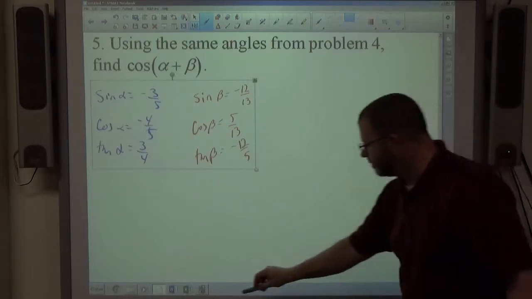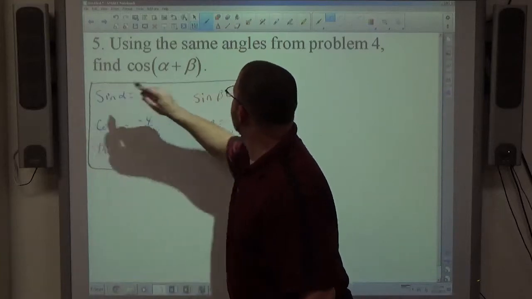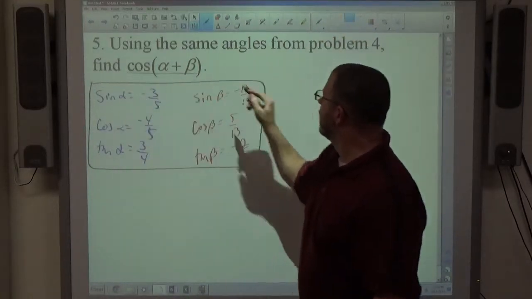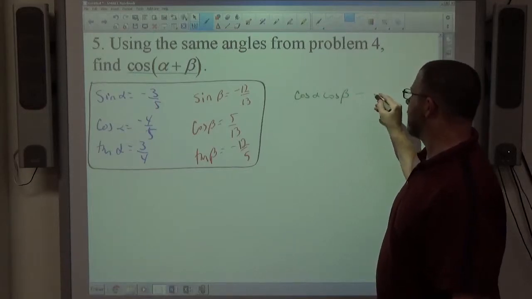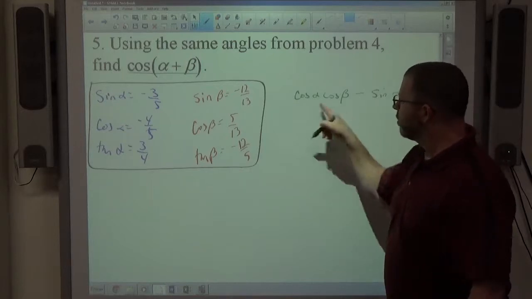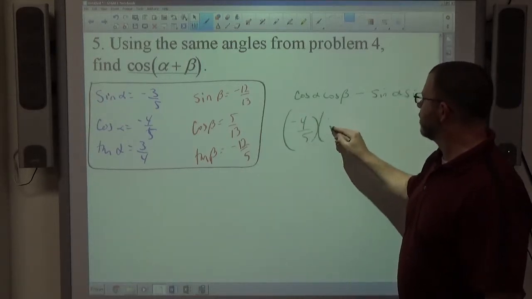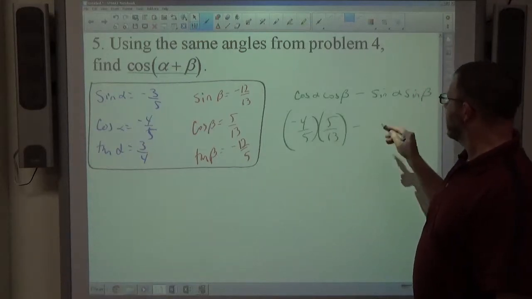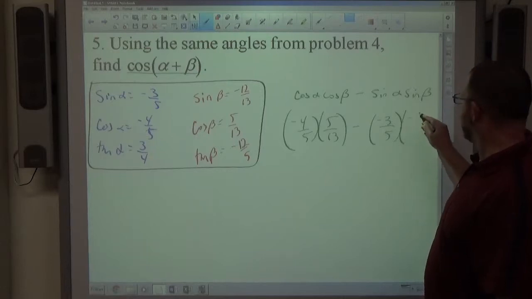Number 5, once again, here's my box of information. We want to find cosine of alpha plus beta. That's just cosine of alpha, cosine of beta. Then we change the sign, and then sine of alpha, sine of beta. So cosine of alpha is negative 4/5. Cosine of beta is 5/13. Sine of alpha is negative 3/5. Sine of beta is negative 12/13.